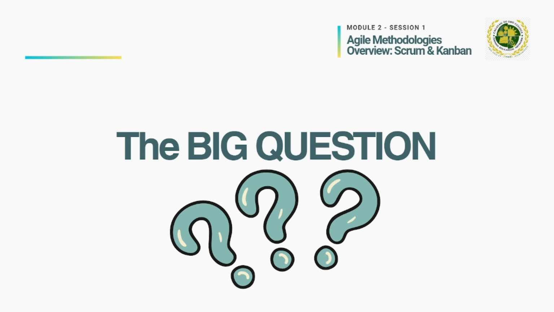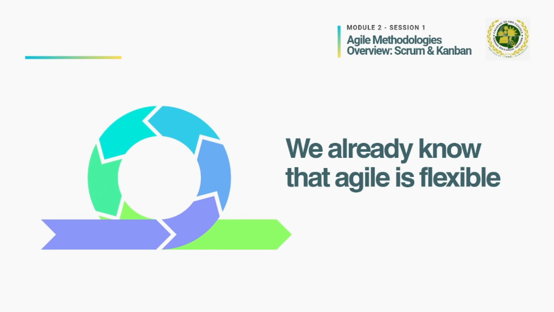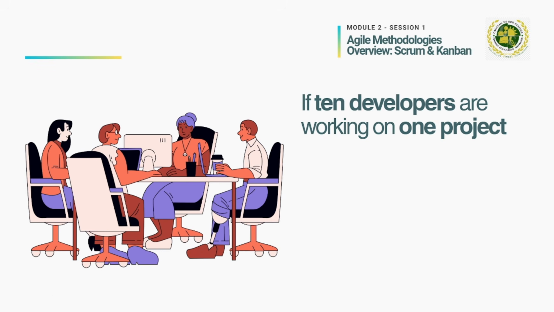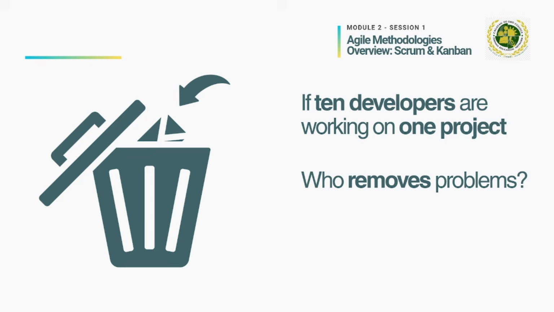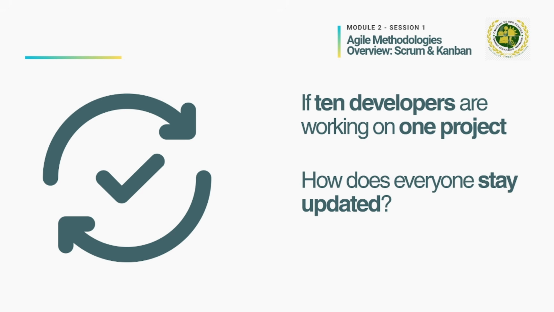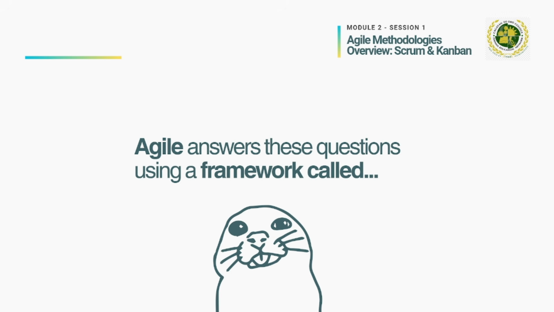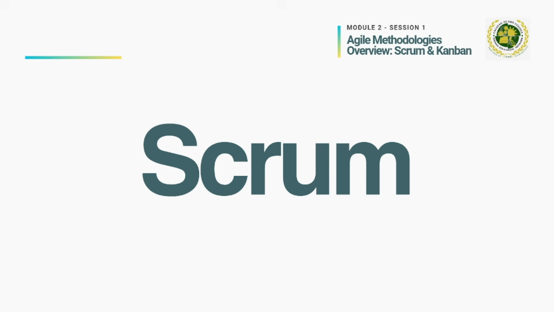Now the big question is, since we already know that Agile is flexible, how do software teams actually organize themselves while using Agile? If 10 developers are working on one project, who decides what to build? Who removes problems? How does everyone stay updated? And how do they know what has already been finished? Agile answers these questions using a framework called Scrum.